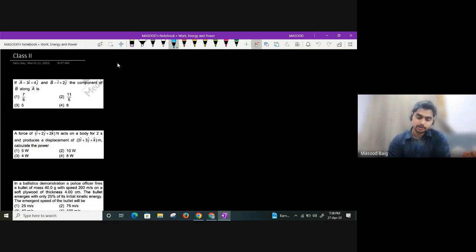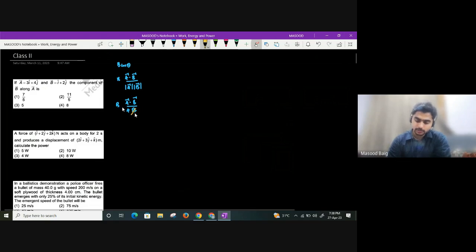Always remember component of B bar along A bar will be given as B cos theta in magnitude. And how can I write cos theta? I can write cos theta as A bar dot B bar divided by magnitude of A, magnitude of B, which I can also write as A bar dot B bar divided by A into B. What we can cancel out? B and B will get cancelled out. So what would be the component of B bar along A bar? It is basically B cos theta. I can give it as A bar dot B bar divided by magnitude of A.